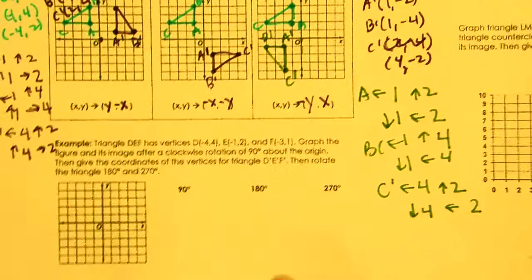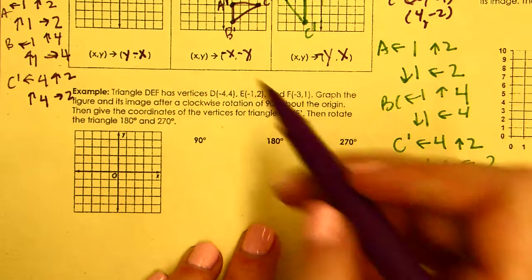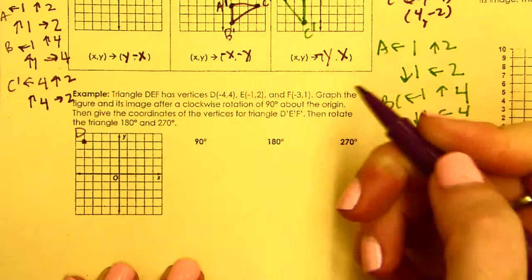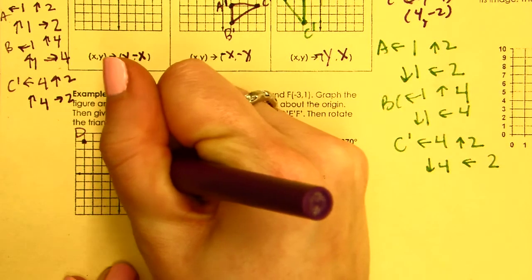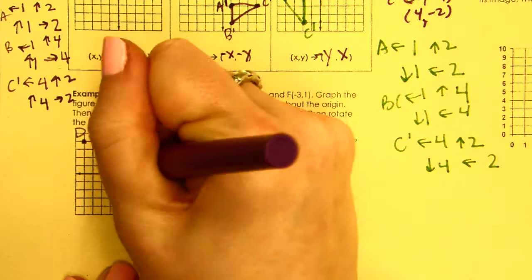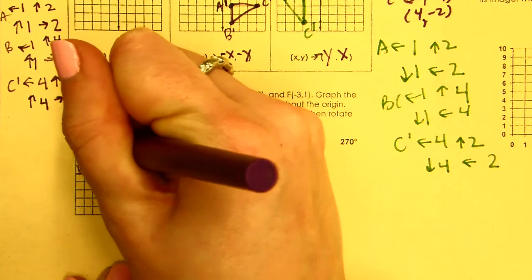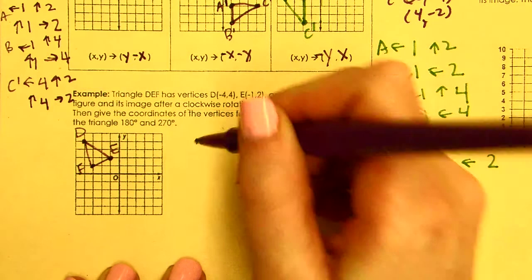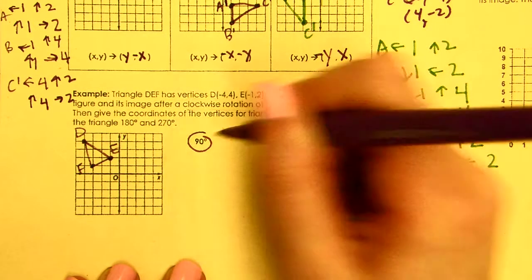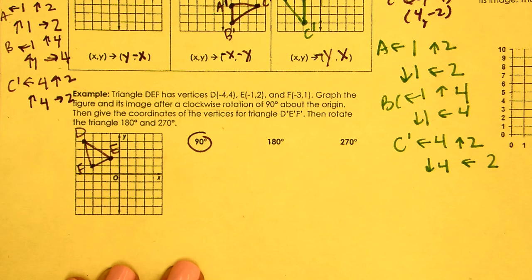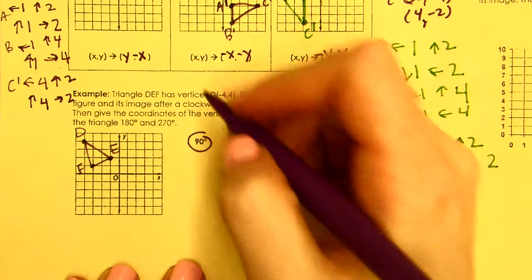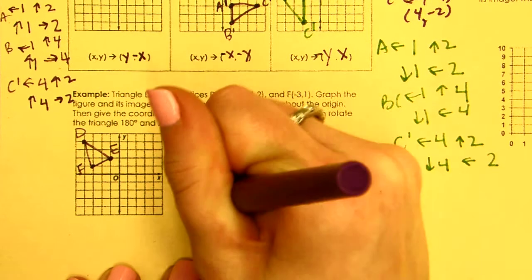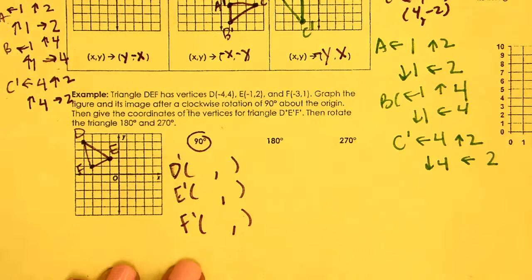Okay, the part you're going to try on your own is you're going to graph triangle DEF with the vertices -4, 4, so there's D. E is at -1, 2. And F is at -3, 1. You're just going to do the 90 degrees clockwise about the origin. And after you rotate it 90 degrees clockwise, you're going to give the coordinates for D, E, and F. So your answer on Canvas should have 3 points, D prime, E prime, and F prime, and should have the new coordinates of those points.